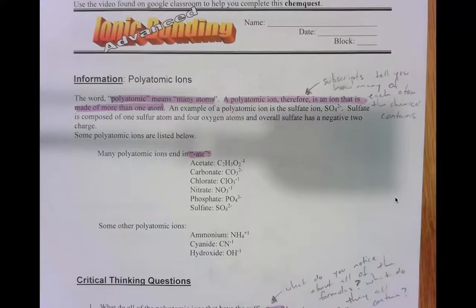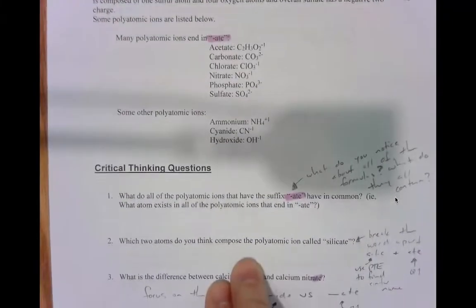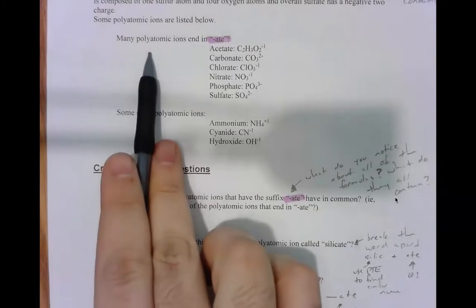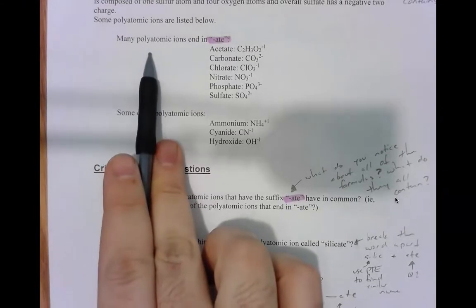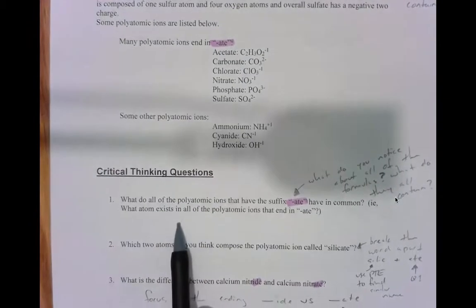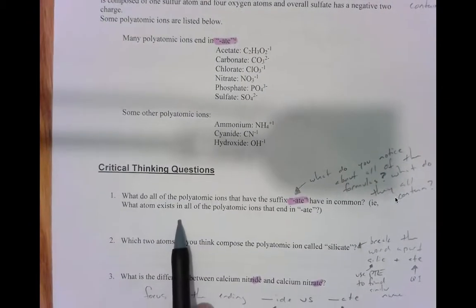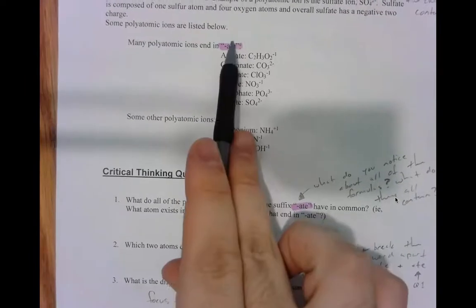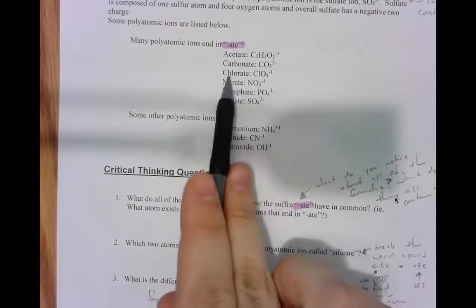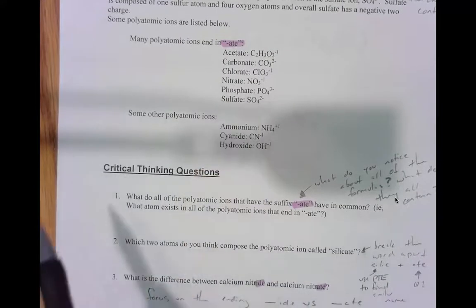That will never change. So down below, you'll find a list of several important polyatomic ions that we'll use throughout this chemquest. So first we have some polyatomic ions that end in ate. So this section will be helpful when you're thinking about question 1. Question 1 is asking us, what do all of the polyatomic ions that have the suffix ate have in common? So remember, ate is what comes at the end. So you'll see acetate, carbonate, chlorate. Ate comes at the end, so it's a suffix.